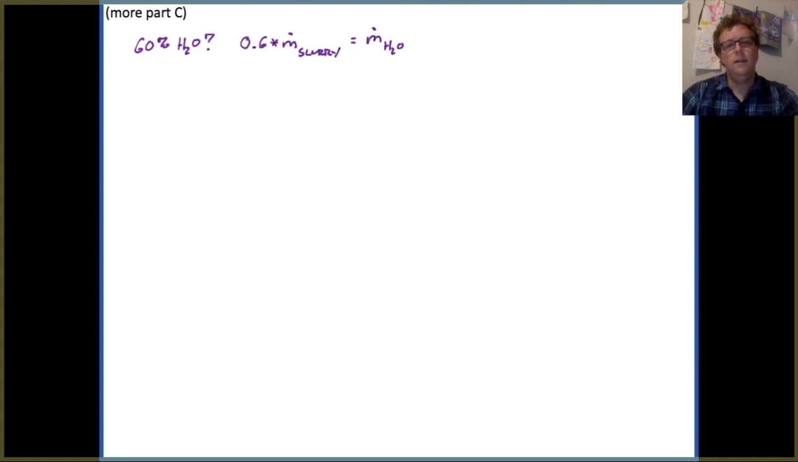We're not quite done there. That's a mass rate, but we would need a volumetric rate. And so we're going to continue to analyze that slurry. We recognize that 60% of it must be coming in the form of water. And so we can calculate, in purple here, the mass rate of water is about 11.85 kilograms per hour.